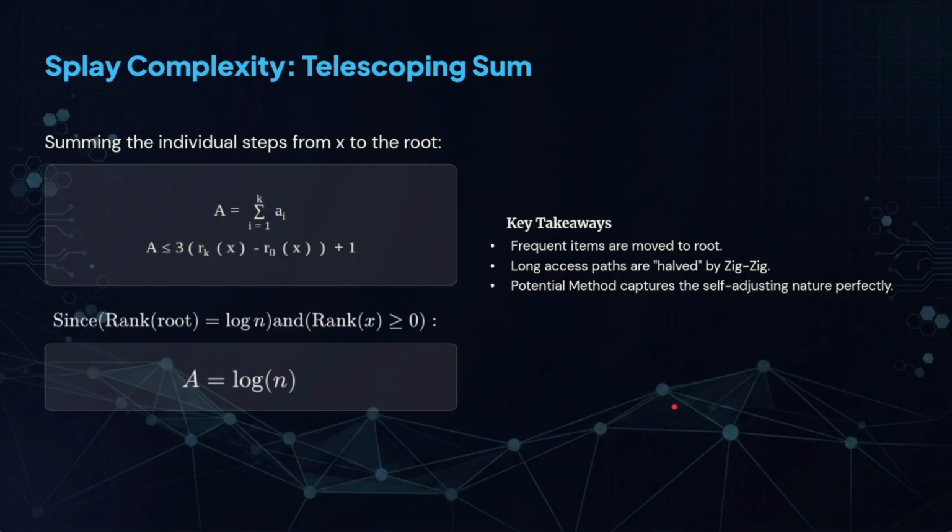When we sum all these individual Splay steps together across an operation, something beautiful happens. Most intermediate rank terms cancel each other out telescopically. The summation collapses down to big O of r(t) minus r(x) plus 1. Since the rank of the root t can be at most log N, and r(x) is greater than 0, the final amortized cost simplifies to a clean big O of log N.